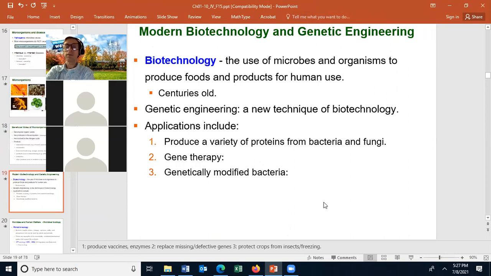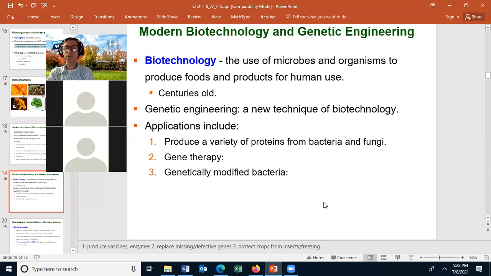You should know that biotechnology is the use of microbes and organisms to produce foods and products for human use. Biotechnology is actually centuries old. And I don't know what the first event was, but it probably was the manufacturing of wine, where someone discovered that if you leave the grape juice out, microbes get in it and ferment it to wine. Like I said, biotechnology is actually centuries old.